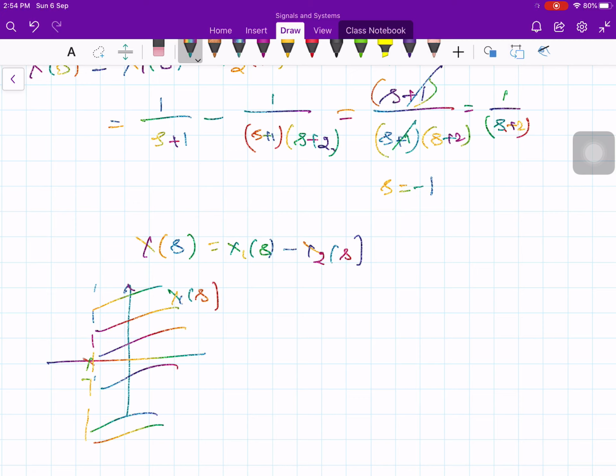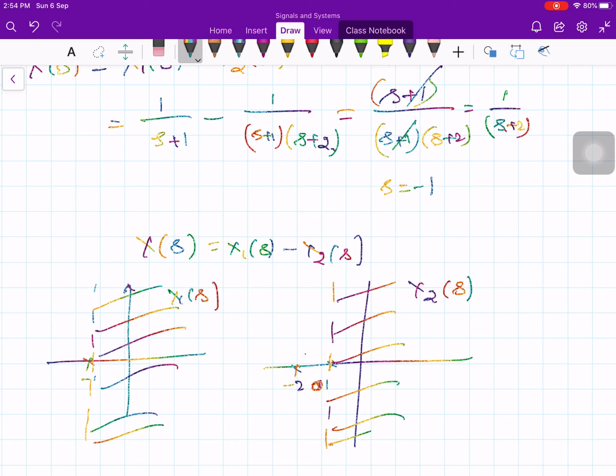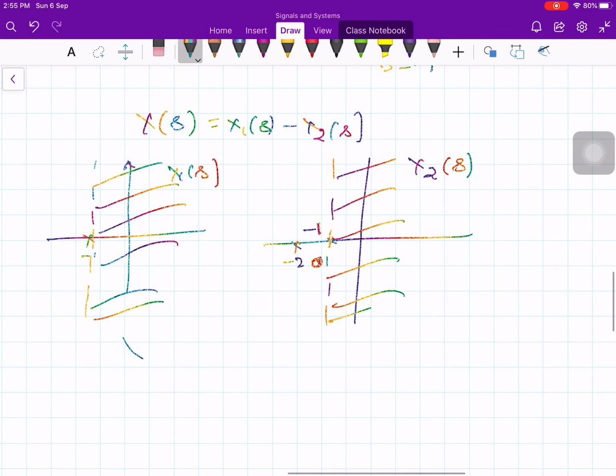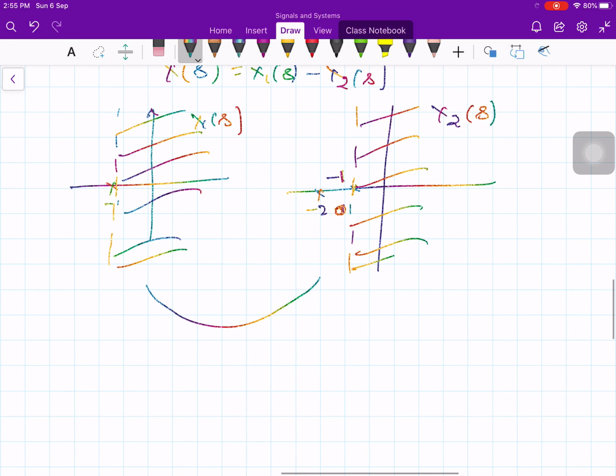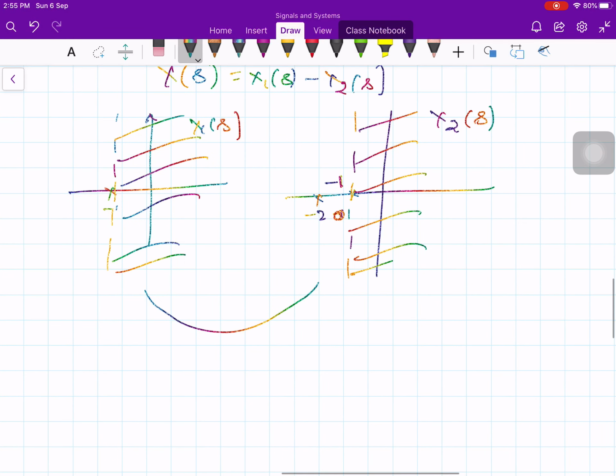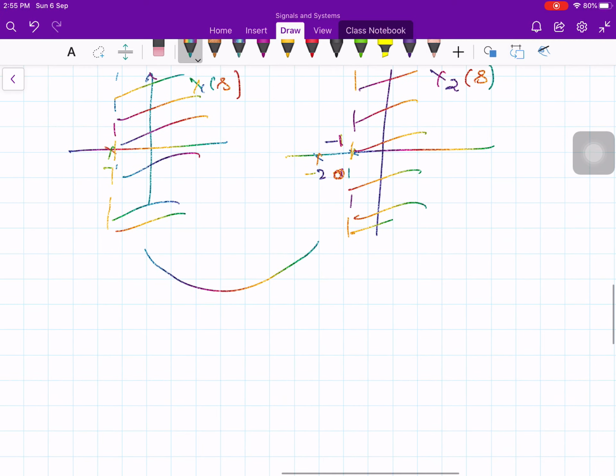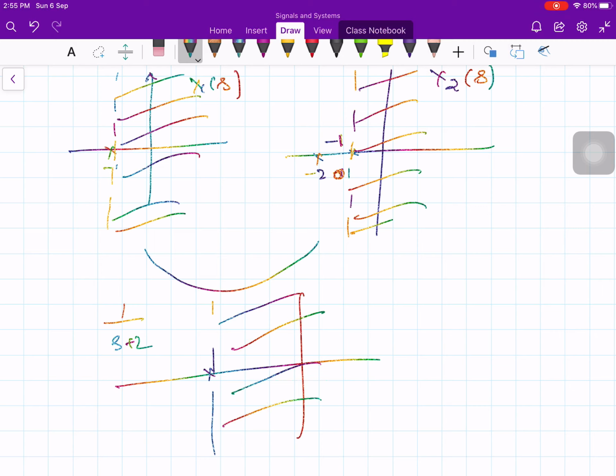Similarly for x2 of s, what is the pole zero plot? It has two poles, minus 2 and minus 1, but this is my ROC, minus 1. Okay. Now the moment you combine these two, the pole at s equal to minus 1 will cancel with the zero at s equal to minus 1. So finally you will end up with the s plus 2. In that case, your region of convergence is larger than the original intersection.